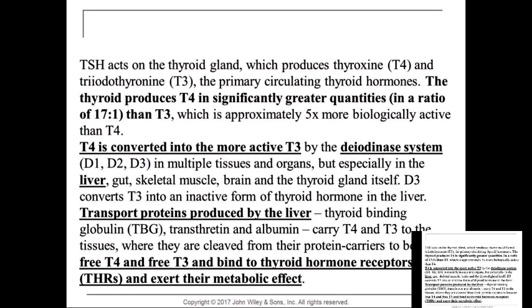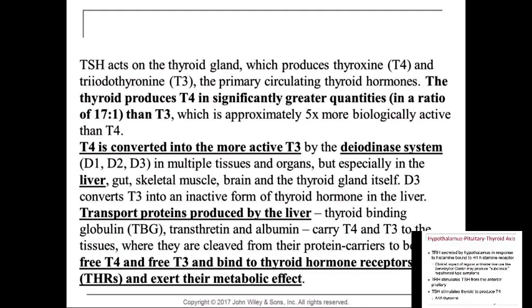D3 converts T3 into an inactive form of the thyroid hormone, also in the liver. The transport protein produced by the liver, that's thyroid binding globulin, or TBG, also transthyretin and albumin. They carry T4 and T3 to the tissues where they're cleaved from their protein carrier to become free T4 and free T3 and bind to the thyroid hormone receptors and exert their metabolic effect. And all of these are measurable in blood.